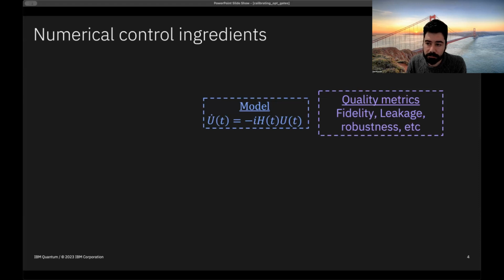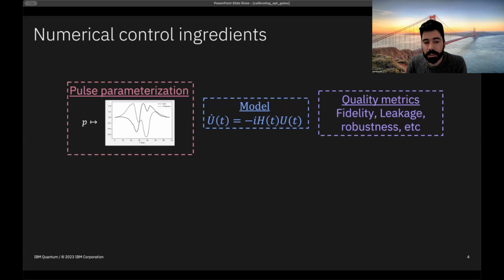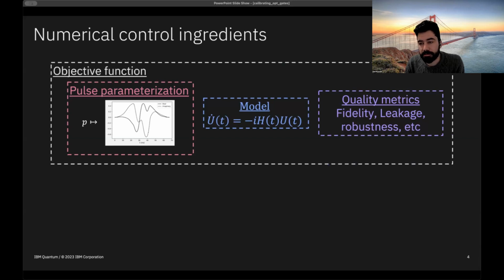Once you've got your model and you've quantified what you want to do with it, you then want to define a pulse parameterization. You're saying, I'm going to optimize a control sequence to do whatever is encoded in my quality metrics. You need to parameterize control sequences to be able to do an optimization. You need some way of mapping parameters to control shapes, and that's going to control how you explore the space of controls. These are the main pieces, and this defines your objective function.